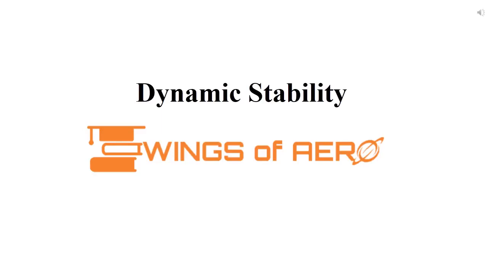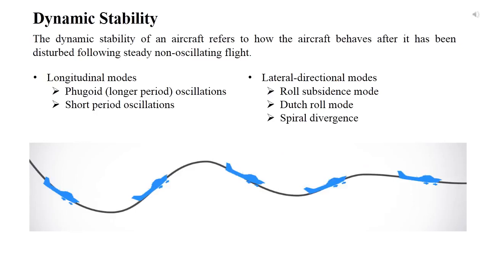Today we are going to see dynamic stability of an aircraft. The dynamic stability of an aircraft refers to how the aircraft behaves after it has been disturbed following steady non-oscillating flight. They are classified into two types, namely, longitudinal modes and lateral directional modes. The longitudinal modes: phugoid, long period oscillations, short period oscillations. The lateral directional modes: roll subsidence mode, Dutch roll mode, spiral divergence.